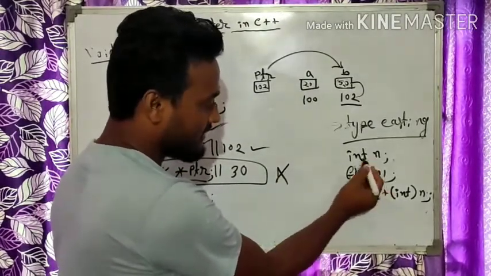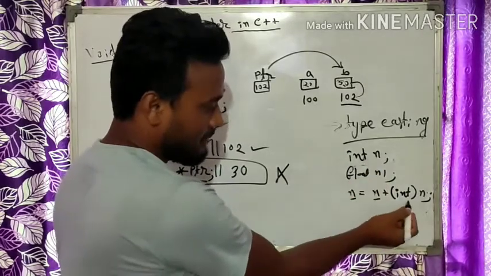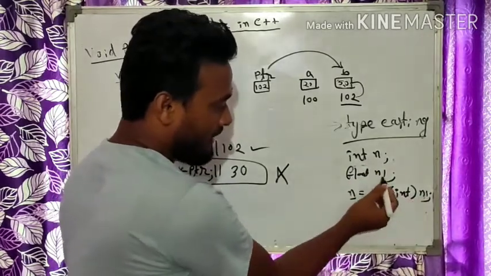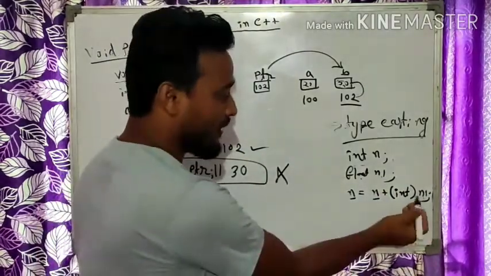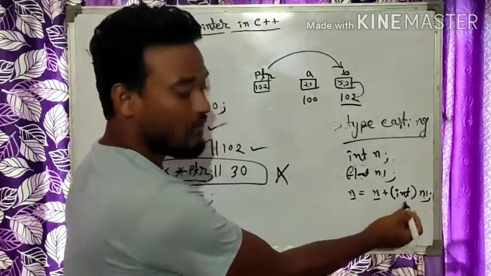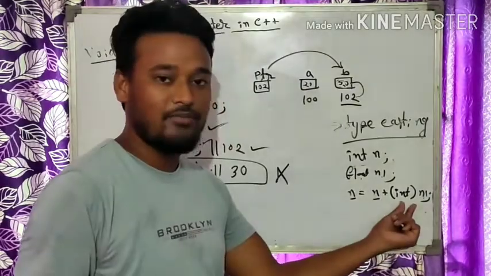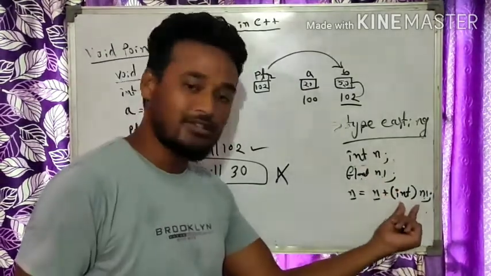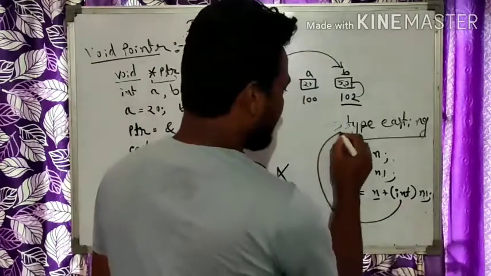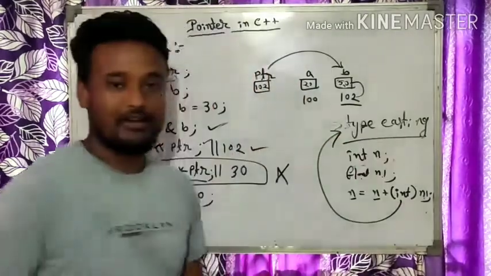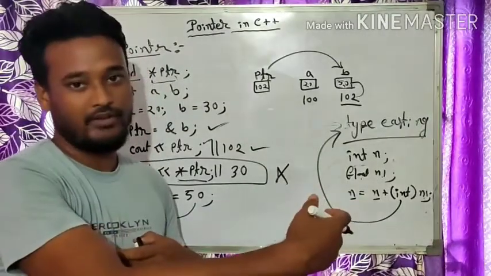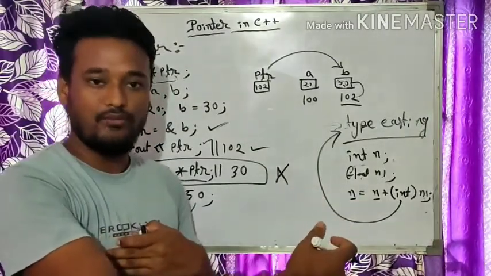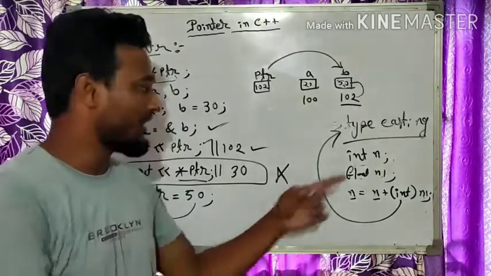The type of n is integer. This n is also integer, but this n1 was floating point. Now we are forcefully changing the type of n1 into integer. This is how we can change the type from floating to integer, and this process is known as typecasting. Because we are changing it forcefully, and when you change the type of a variable forcefully, that is known as typecasting.